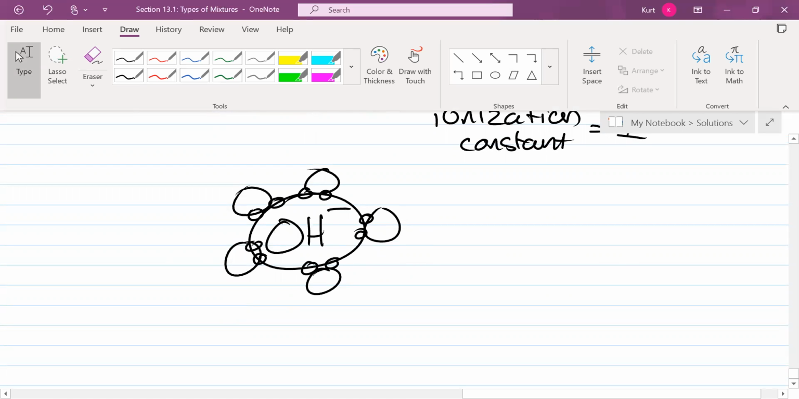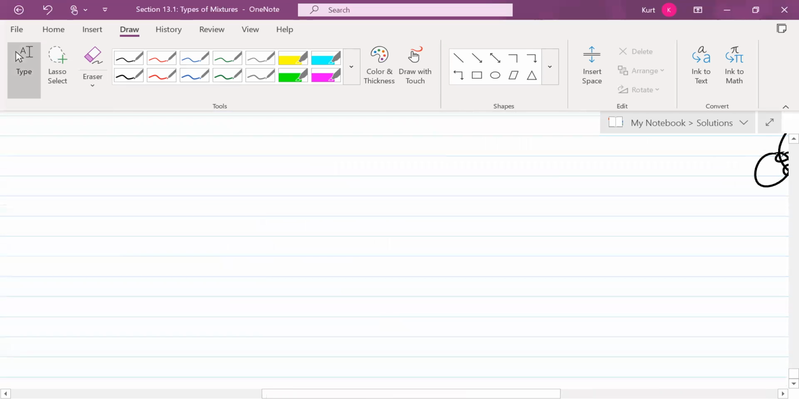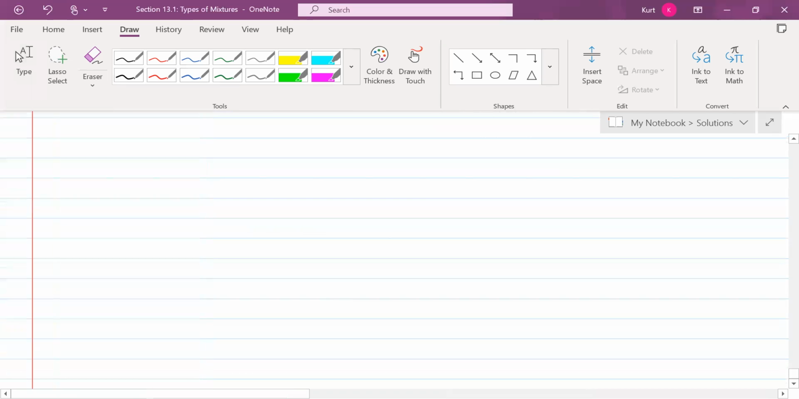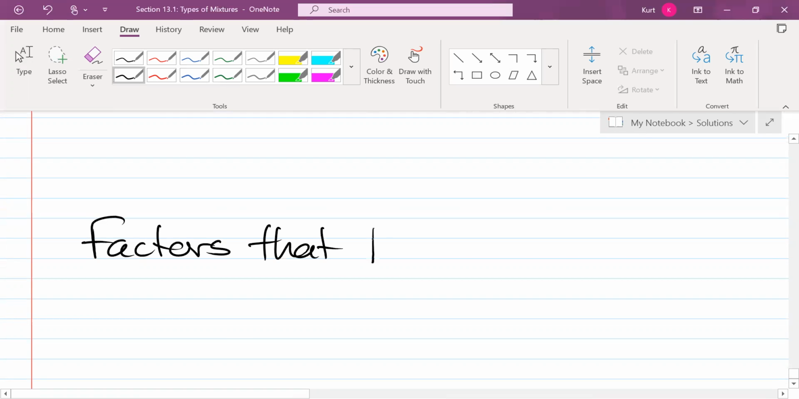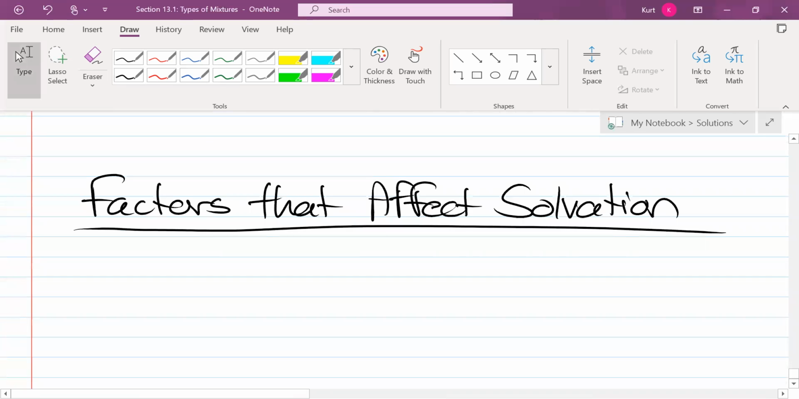All right. Let's do factors that affect solvation, like how things are actually dissolved. Arshan said this earlier. He said stirring. That's actually one of them. This is called agitation.